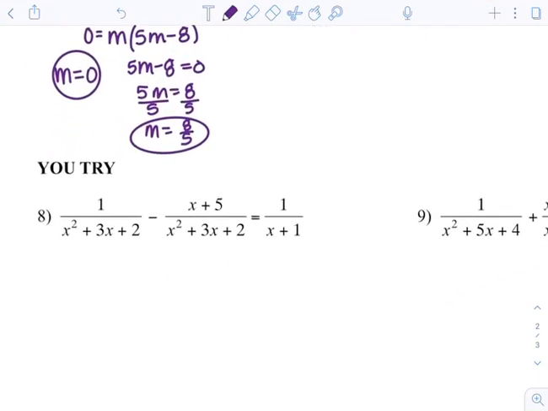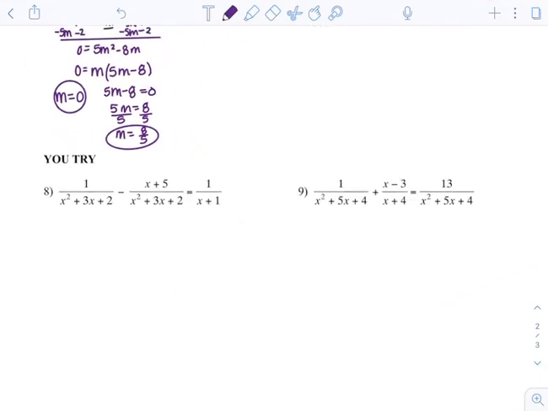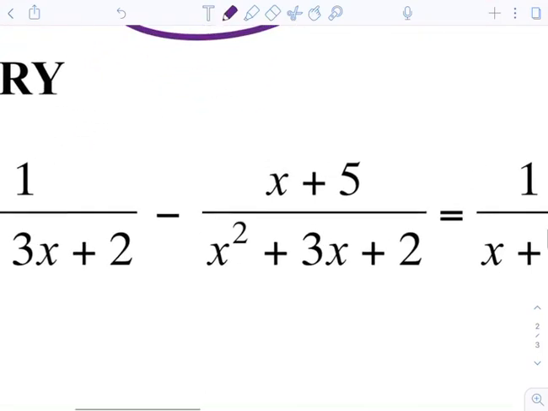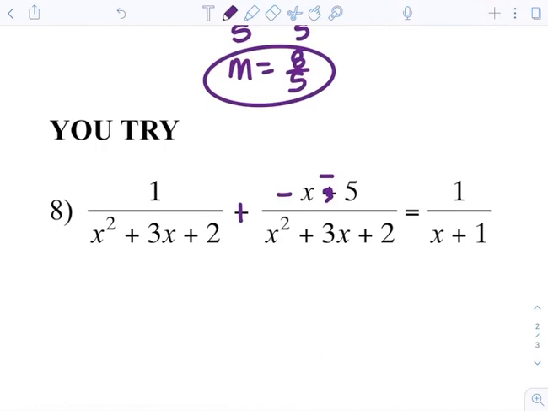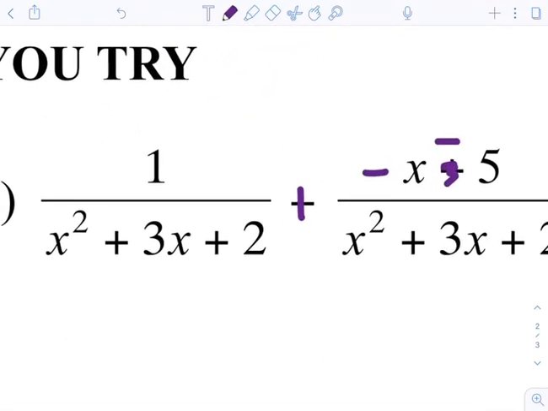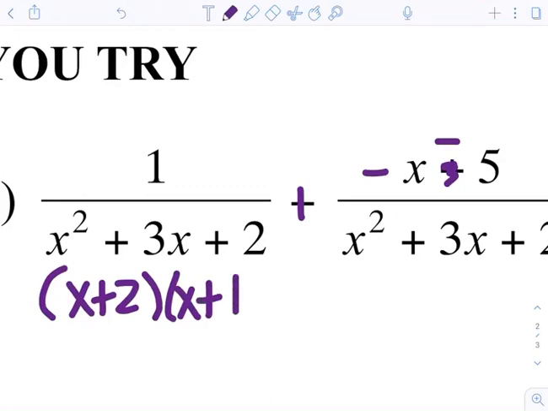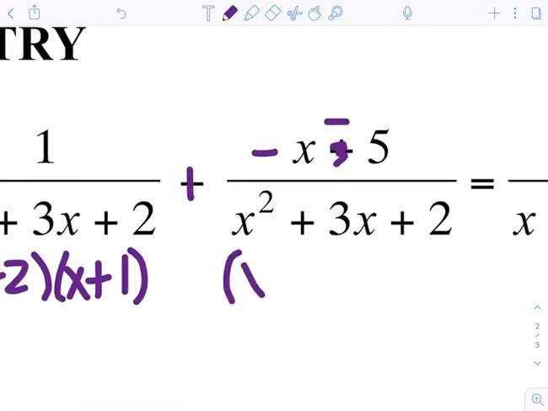Okay, now we're going to move on to the U-try, so pause the video and then come back and check your work. So in number 8, I'm going to distribute this negative first, so plus, make that a minus, make this a minus. Okay, and then I'm going to factor my denominators. So it's going to multiply to be 2, but add to be 3. That's 2 and 1.